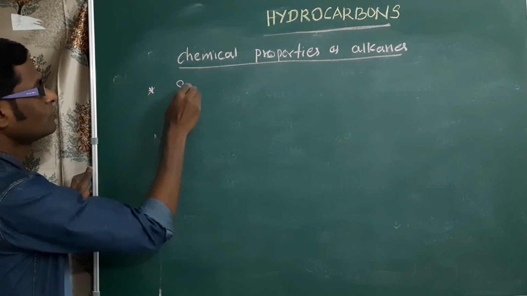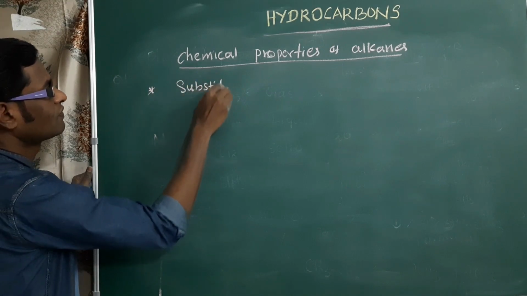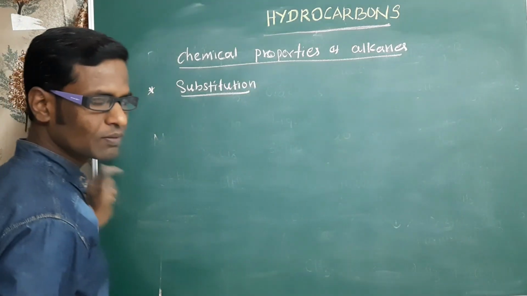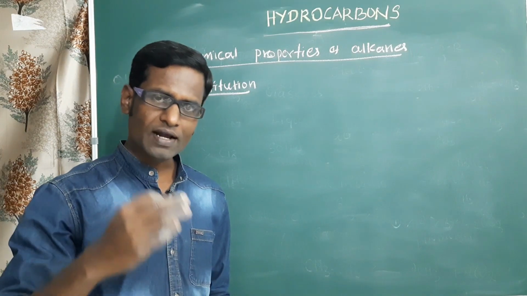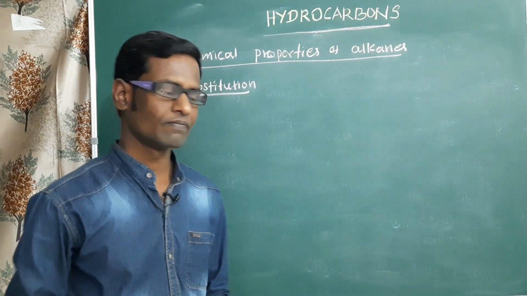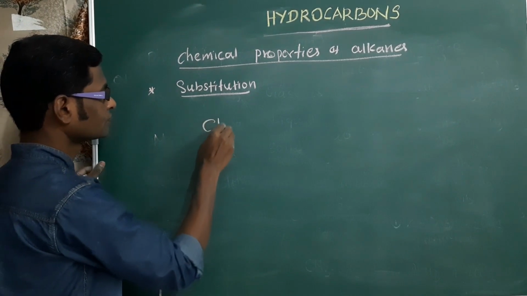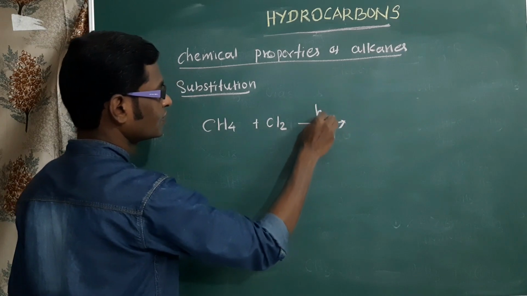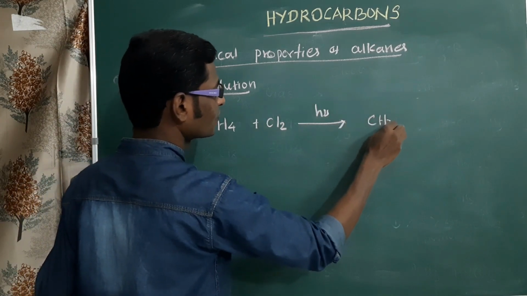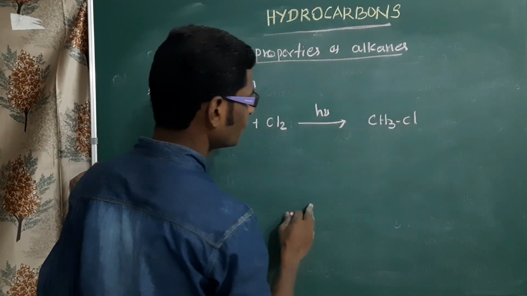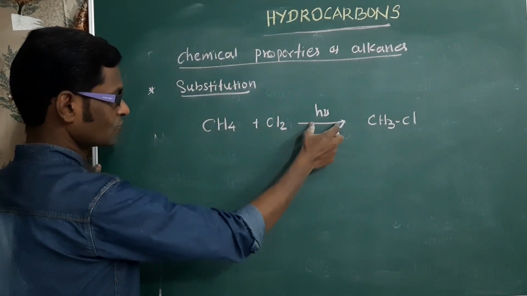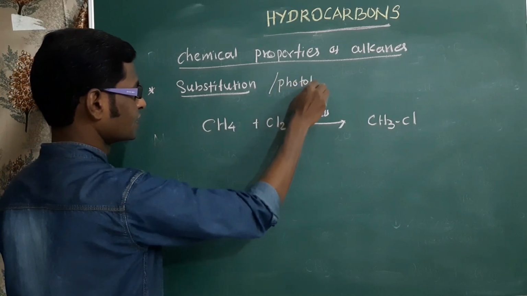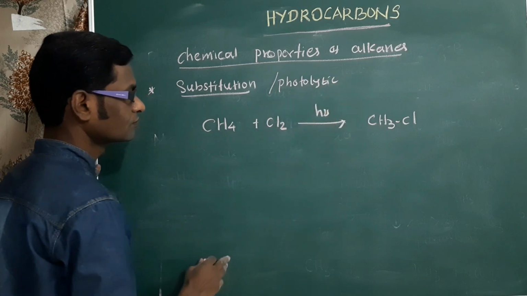First one, substitution reaction. What is the meaning of substitution? One atom or group replaced by another atom or group. This substitution reaction occurs only in saturated hydrocarbon. Example, methane reacts with chlorine in presence of light. We will get chloromethane. One of the hydrogens will be replaced by chlorine. This substitution takes place in presence of light, so it is called photolytic substitution reaction.